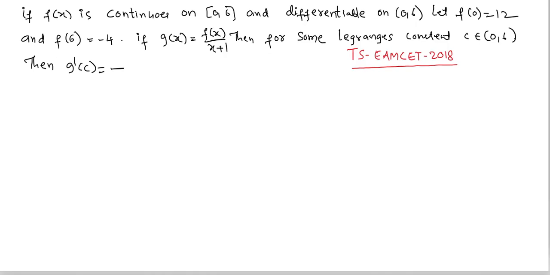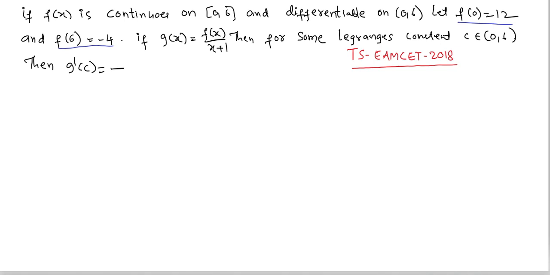If f of x is continuous on the closed interval [0, 6] and differentiable on (0, 6), let f of 0 be given as 12, and f of 6 be given as minus 4. If g of x is equal to f of x by x plus 1, then for some Lagrange's constant c belonging to (0, 6), g dash c is equal to what? This is an MSET 2018 question.